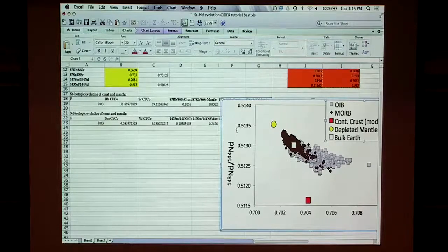In order to answer that question, we need better trace element partitioning constraints. So this is the thing. We're getting a pretty good handle on how trace elements partition during upper mantle melting. And so when you look at trace element patterns, you guys have seen some of these spider diagrams. From these patterns, you can actually tease out signatures associated with continental crust, for example. But it's been really hard to figure out what other signatures mean.